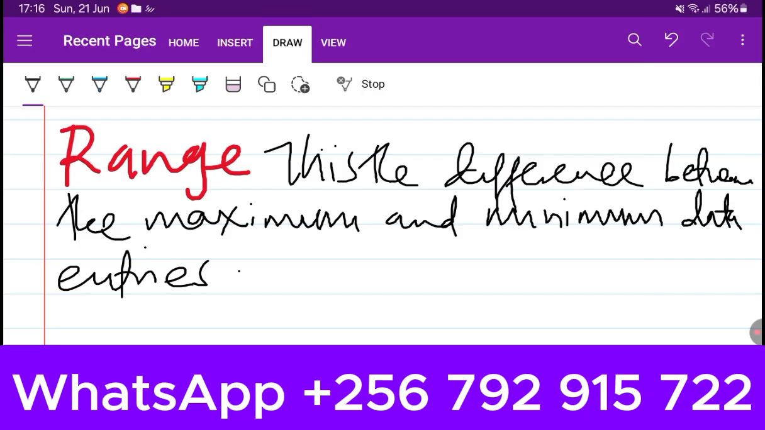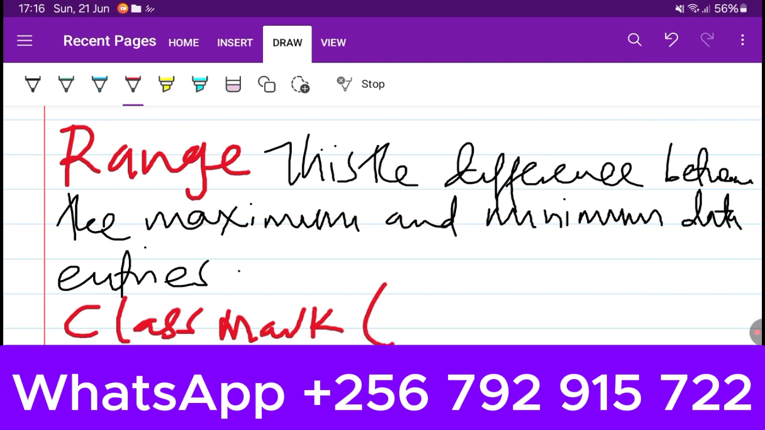The other one that I want us to look at is a class mark, or what you call a class midpoint.